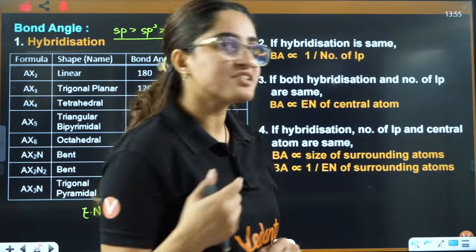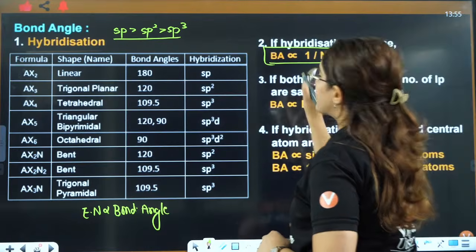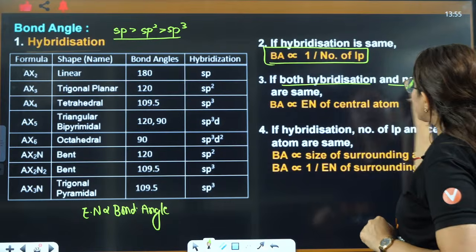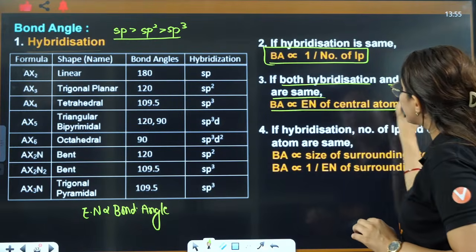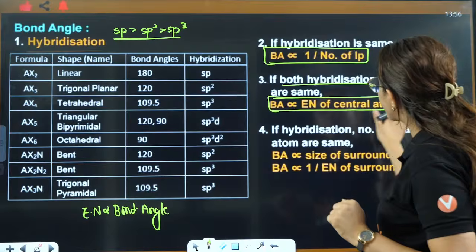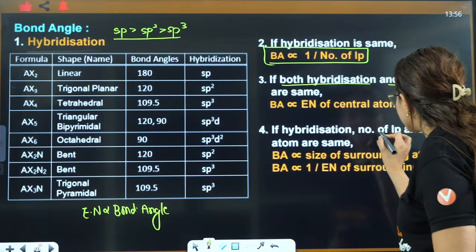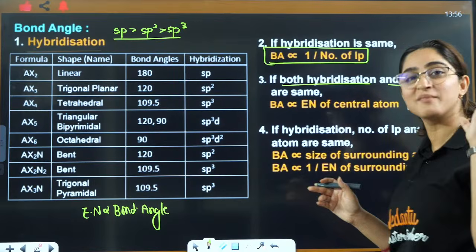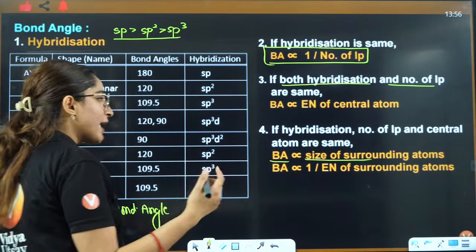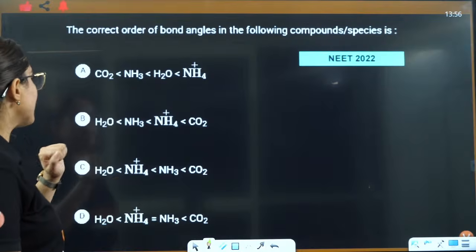Now let's say the hybridization is same. Then bond angle is inversely proportional to the number of lone pairs. More is the lone pair, less will be the bond angle. If both hybridization and number of lone pairs are same, then bond angle depends on the electronegativity of the central atom. More is electronegativity, more is bond angle. If all of them are same, even the central atom is same, then bond angle depends directly on the size of the surrounding atom or inversely on the electronegativity of the surrounding atoms. Just remember this and you will be able to do the questions.